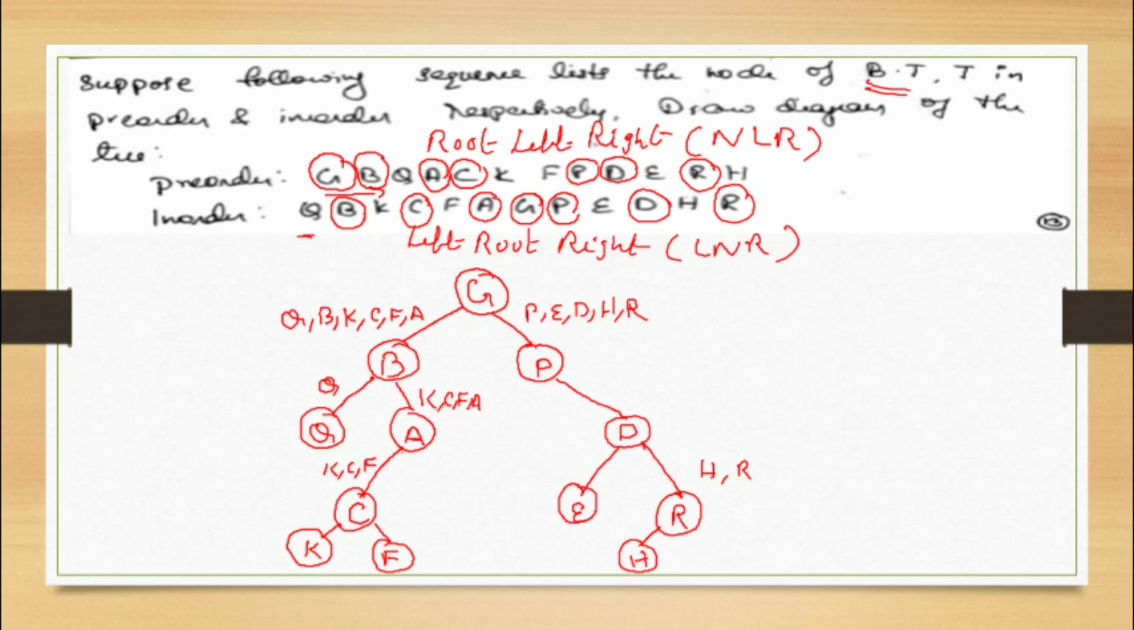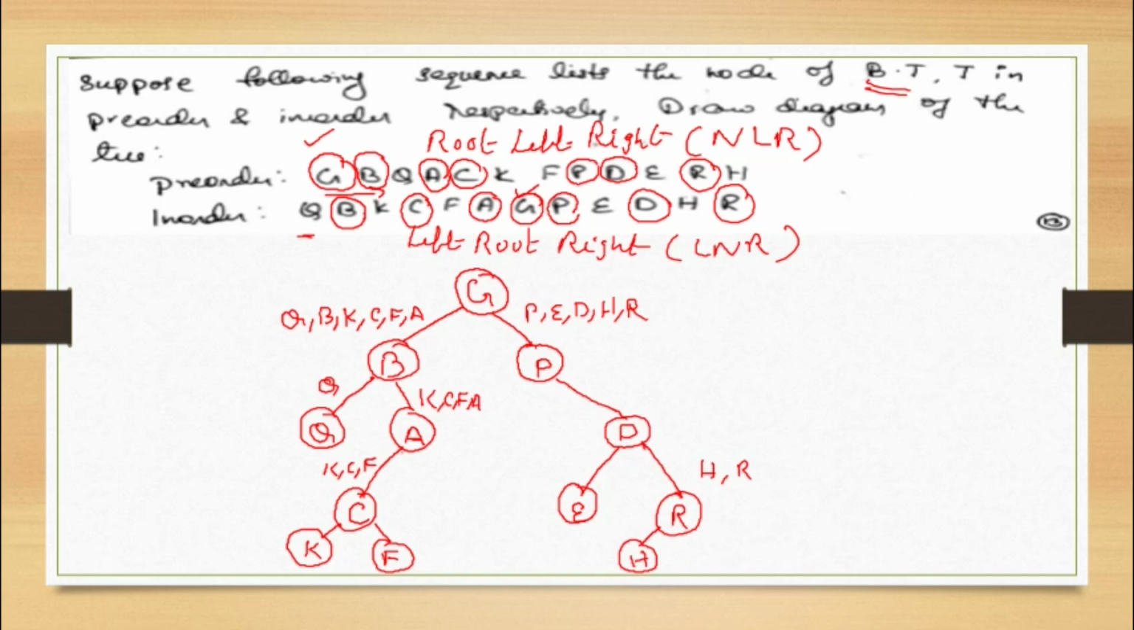So we started with G, students. We need to verify, because sometimes there may be mistakes. If there is a mistake, we'll correct it. So first we come to the G. That is the root, so we'll tick it. Then we have to go to the left and right. G is here, and we have seen that on the left we have QBKCFEA, and to the right we have PEDHR. So G is over. Just tick it once.